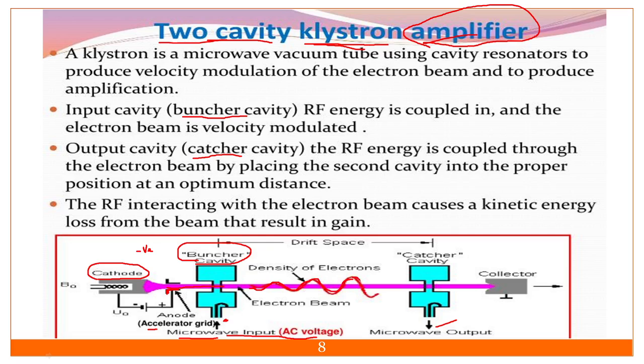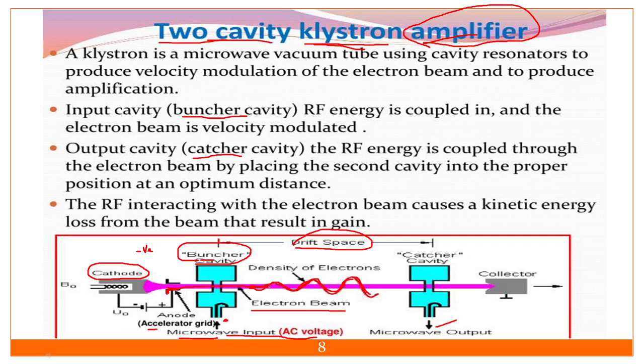Like this, the electron is amplified. The density of electrons is higher there; you will find more dense electrons. The space between the catcher cavity and the buncher cavity is the drift space. In the buncher cavity, we are bunching the electrons. So this is the electron beam.